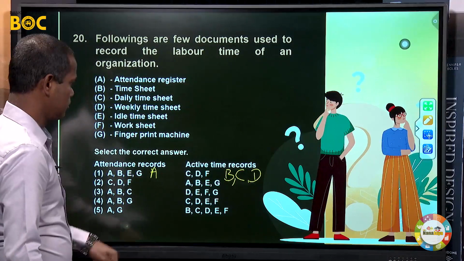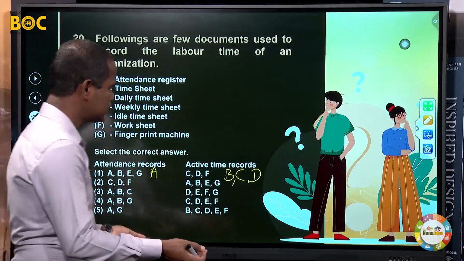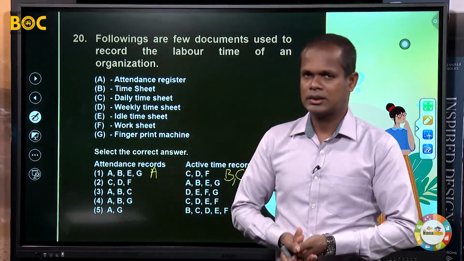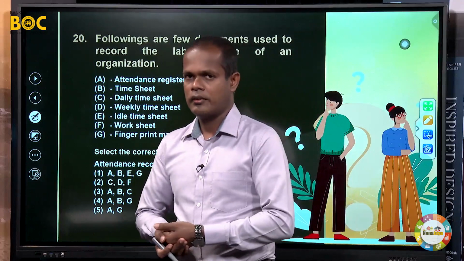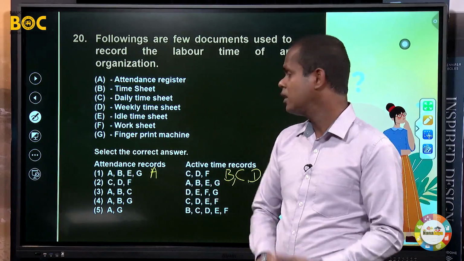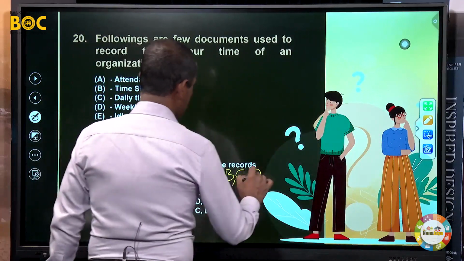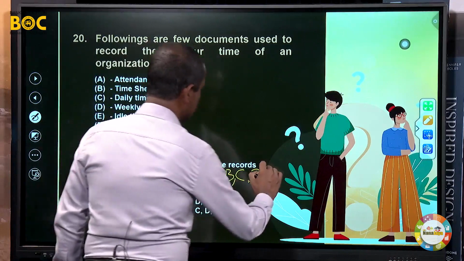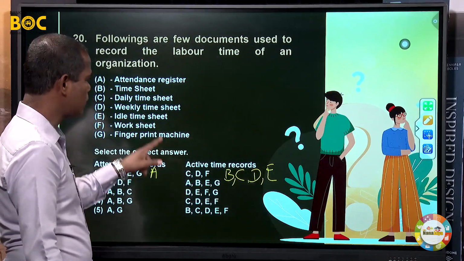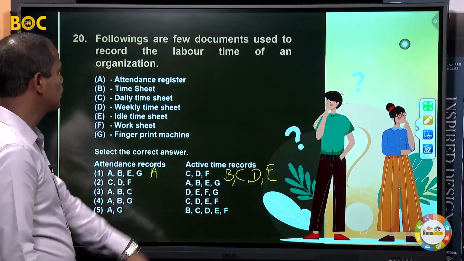The idle time. The idle time records you maintain due to various reasons. Employees won't work sometimes because of a power cut, raw material shortages, picketing, strike, or meetings. To identify the active time only, you maintain the idle time sheet. Also, you have to control it. You have to identify why this idle time has come, and you should take steps to control it.